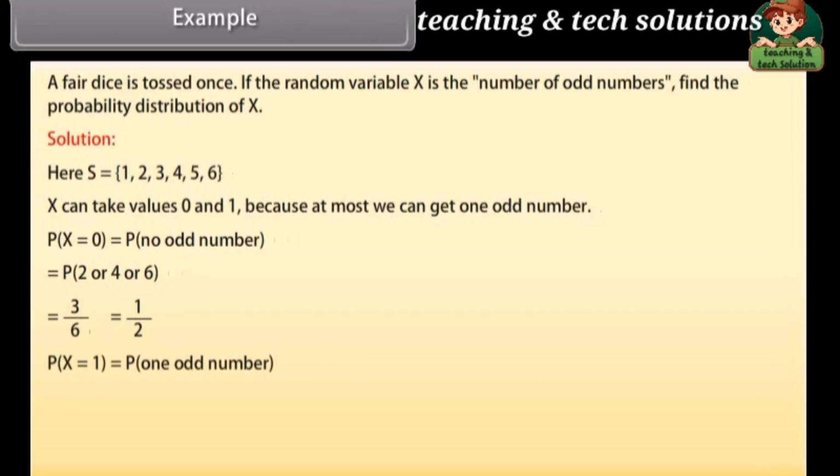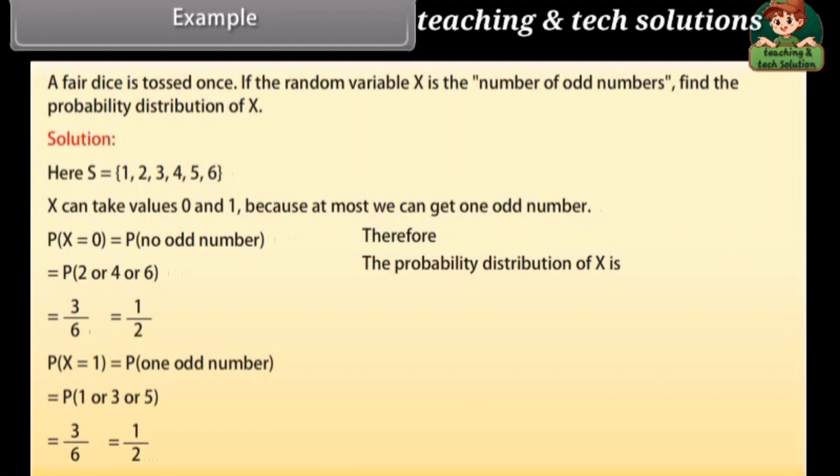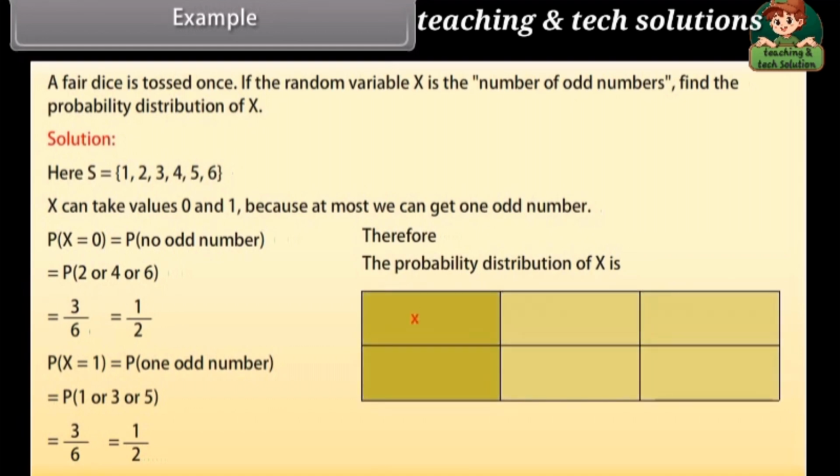Probability for X = 1, that is one odd number, is the probability for 1 or 3 or 5, which is 3/6 = 1/2. Therefore, the probability distribution of X is: for X = 0, probability of X is 1/2. For X = 1, probability of X is 1/2.